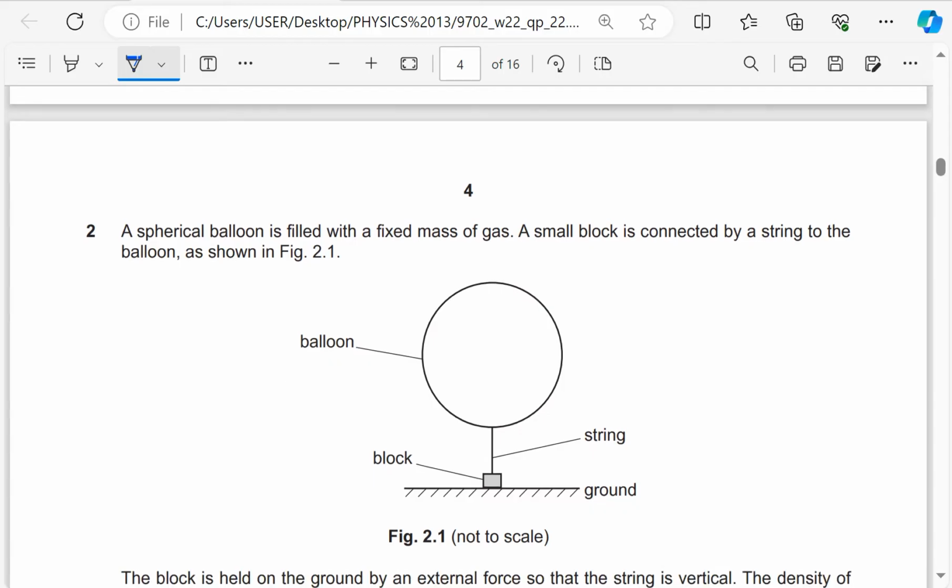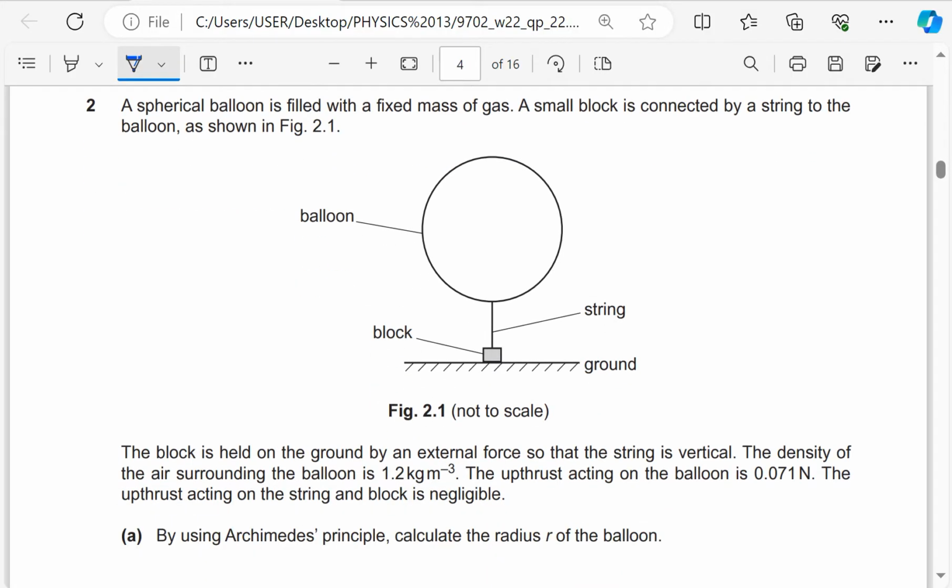A spherical balloon is filled with a fixed mass of gas. A small block is connected by a string to the balloon as shown in the figure here. The block is held on the ground by an external force on the string so that the string is vertical. The density of the air surrounding the balloon is 1.2 kilograms per meter cubed. The upthrust acting on the balloon is 0.071.